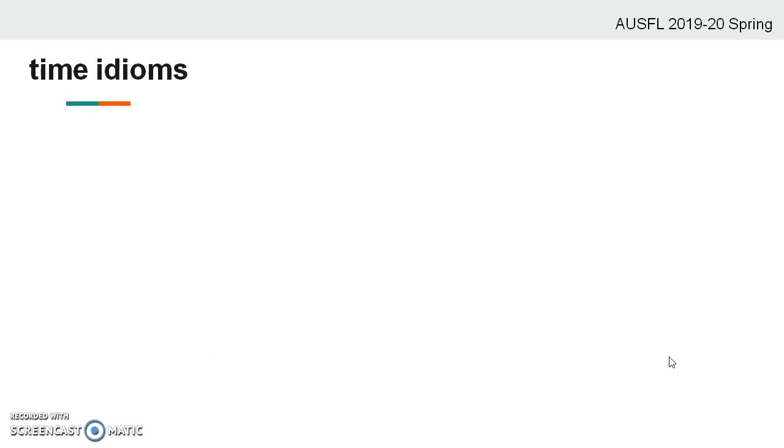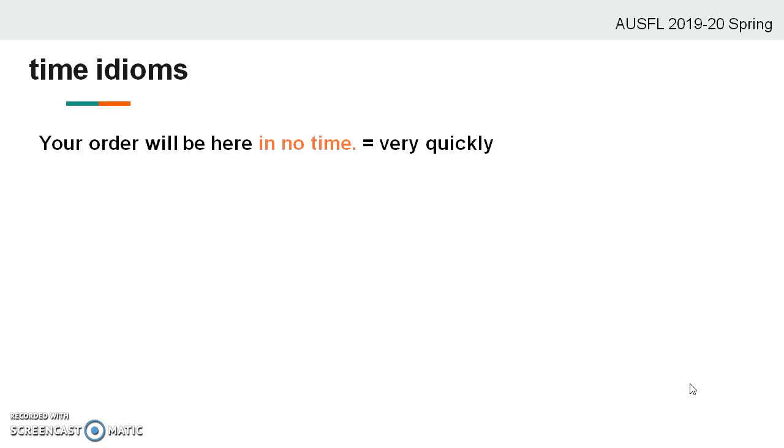Let's start with idioms. And what's an idiom? An idiom means two or three words combined together to make a new meaningful phrase. So let's start with the first one. In no time. Your order will be here in no time, which means your order will be here very quickly.